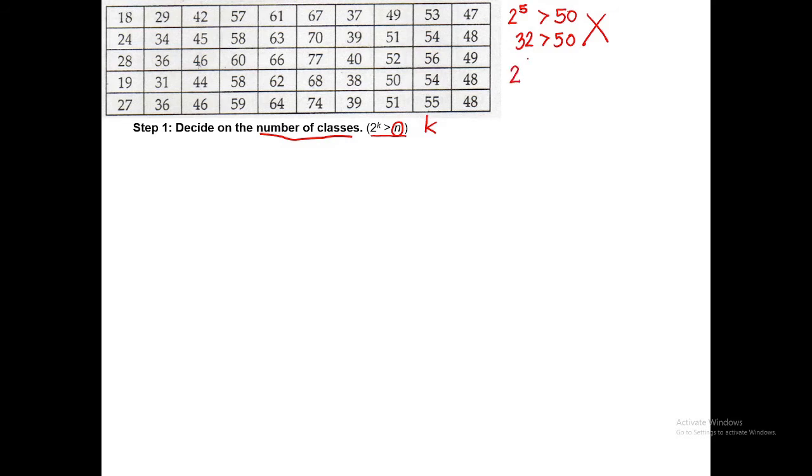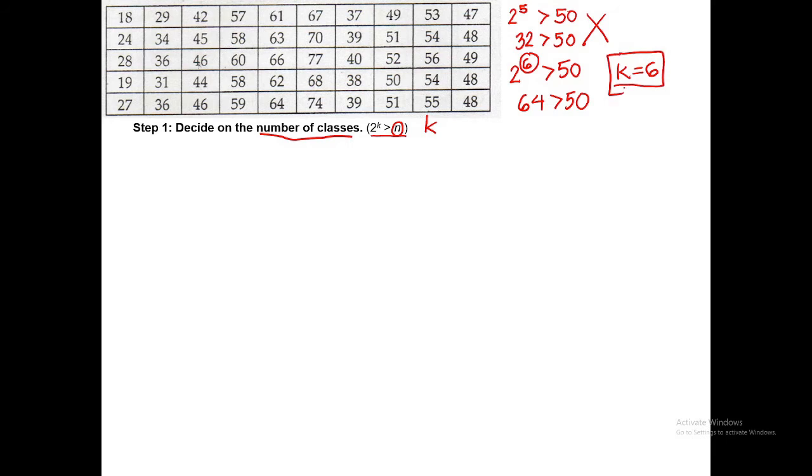What's next to 5? Let's try 6. What is 2 raised to 6? 64. Therefore, what's the value of K? The exponent of 2 is the value of K. So, we are expecting that there will be 6 classes. Later on, you will understand the classes. This is the desired number of classes. So, we are having 6 classes.